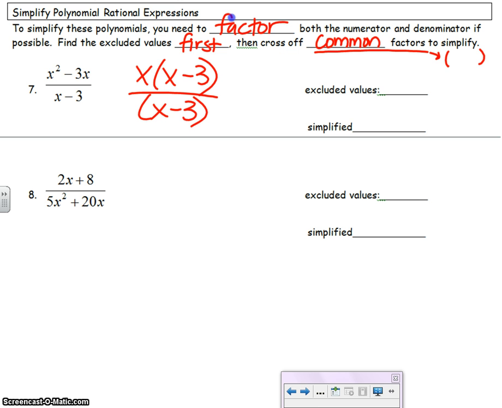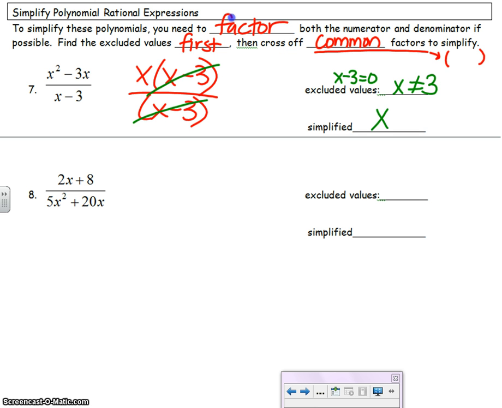Now we're going to look at what are my excluded values, okay? So I'm looking here at my excluded values. What is going to make x minus 3 equal to 0? And that's going to be the value x is equal to 3. So I'm going to say that positive 3 is my excluded value. Okay, now I'm looking at this fraction and wondering what I can cross off that's both in the numerator and the denominator. And hopefully you're seeing x minus 3 and x minus 3 are going to be reduced out, and so all that we're left with is x. So our simplified answer is just x for this one.